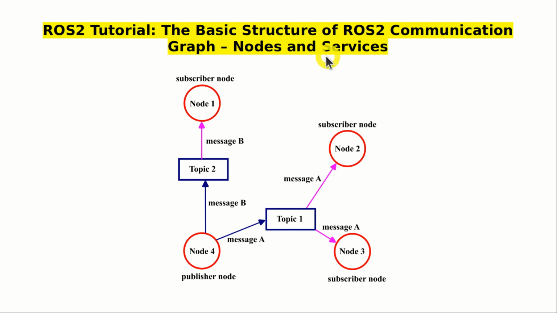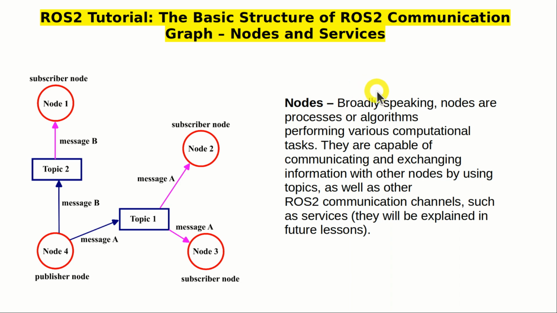This figure shows a basic structure of the ROS2 communication graph. Here, for presentation clarity, we show a graph consisting only of nodes and topics. ROS2 nodes can also communicate by using services. Communication using services will be explained later on in this course once nodes and topics are properly explained and understood by students. First, let us define the concept of a node.